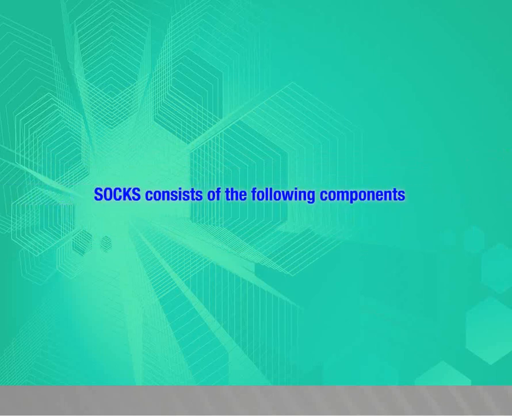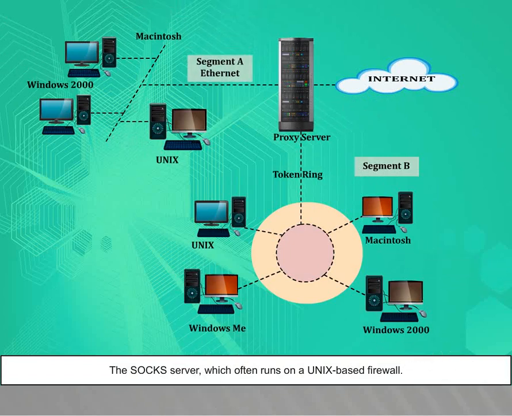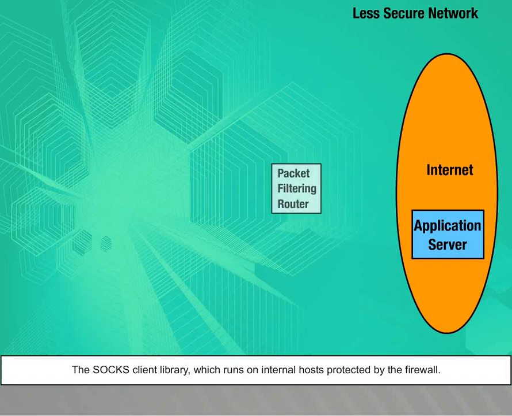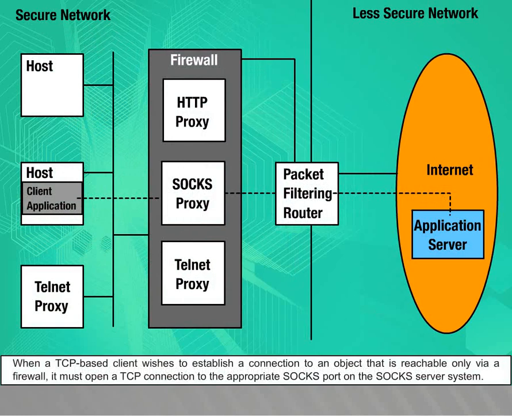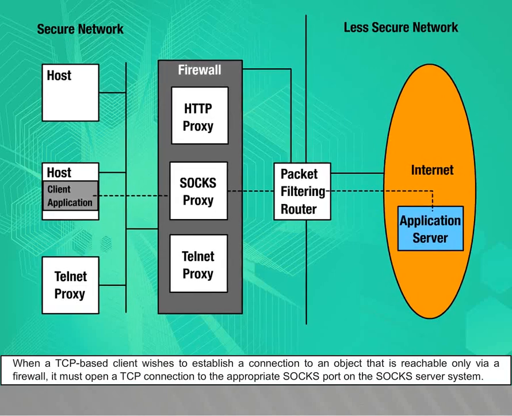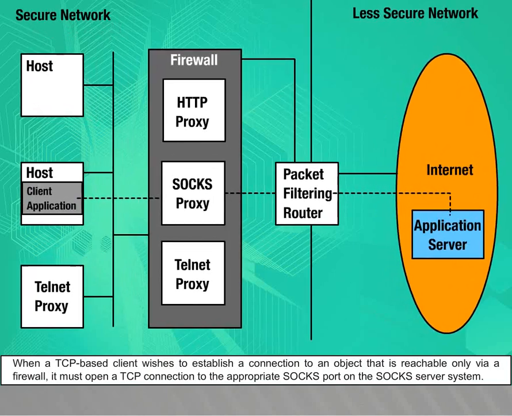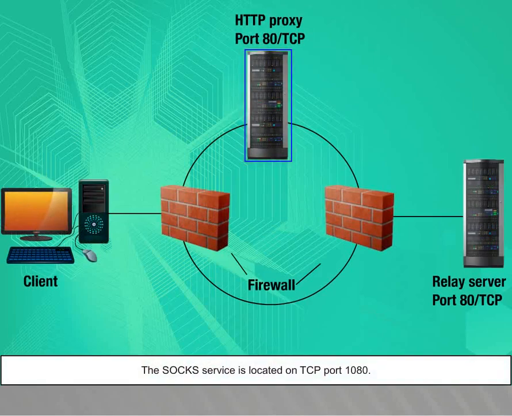SOCKS consists of the following components. The SOCKS server, which often runs on a Unix-based firewall. SOCKS are also implemented on Windows systems. The SOCKS client library, which runs on internal hosts protected by the firewall. When a TCP-based client wishes to establish a connection to an object that is reachable only via a firewall, it must open a TCP connection to the appropriate SOCKS port on the SOCKS server system. The SOCKS service is located on TCP port 1080.